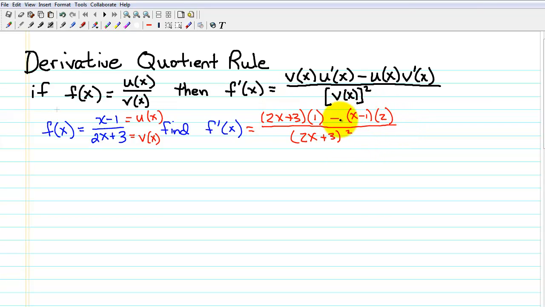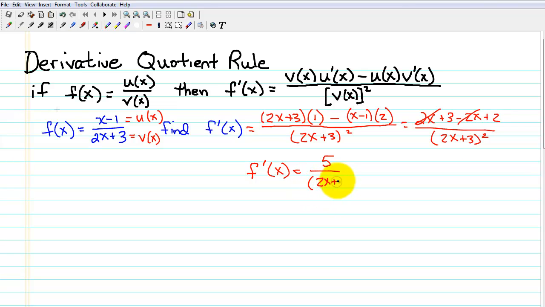So now we need to simplify the numerator, so we are going to distribute and combine like terms. On the top we have 2x plus 3, and then minus 2 times x, so we have minus 2x, and negative 2 times negative 1, we have plus 2. Our 2x's cancel out, so on the top we have 5, so our derivative is 5 divided by (2x plus 3) quantity squared. That would be our final answer for this problem.